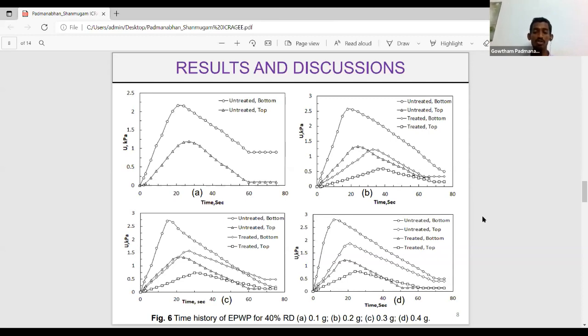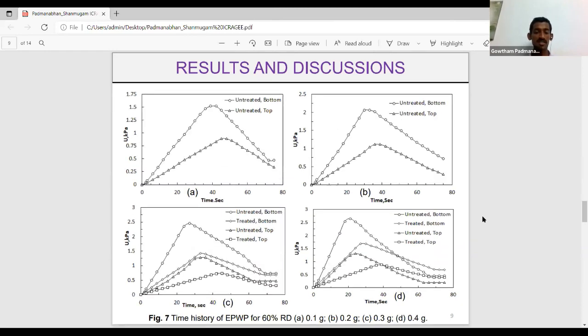In addition to that, for 0.2 g, 0.3 g, and 0.4 g loading, a significant reduction in the generation of excess pore water pressure was observed for both bottom and top piezometers. In the case of the 60% relative density sand deposit, in addition to 0.1 g, no excess pore water pressure was reported for 0.2 g acceleration loading as well. So under 60% sand density, both 0.1 g and 0.2 g loading are entirely safe for liquefaction. Also, a significant reduction in excess pore water pressure was observed in the 0.3 g and 0.4 g acceleration loading as well. So from the time history analysis of excess pore water pressure, we can say that the PVD improvement system was quite good, and it resists the generation of excess pore water pressure.